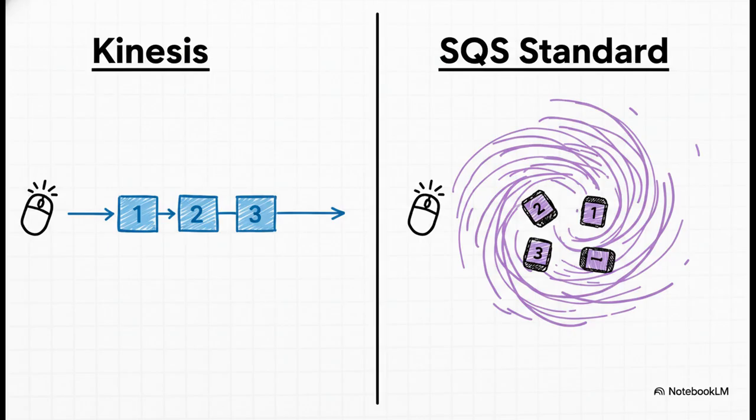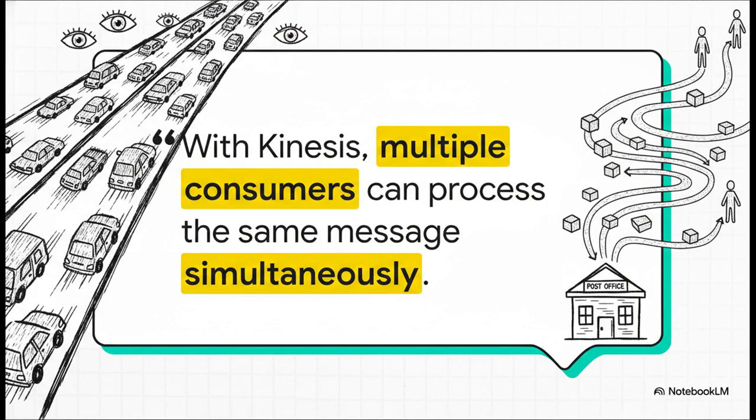SQS standard queues? No way. They make zero promises about order. And this quote right here just nails it. Think of Kinesis as a high-speed, multi-lane data highway where tons of cars can drive and see all the same traffic. SQS, on the other hand, is more like a super reliable post office, delivering one package to one recipient at a time. It's all about decoupling your application.